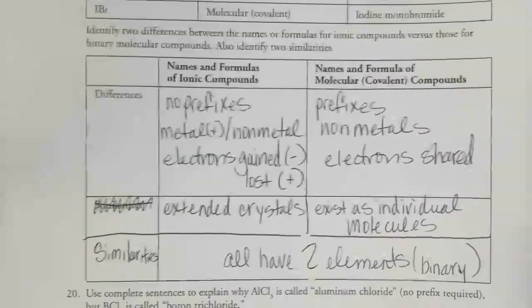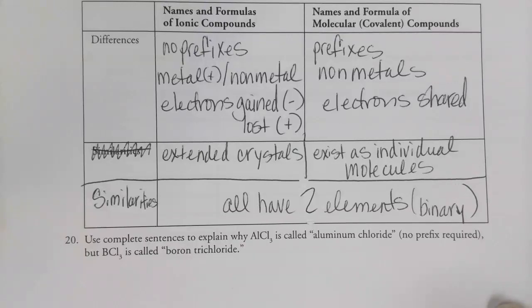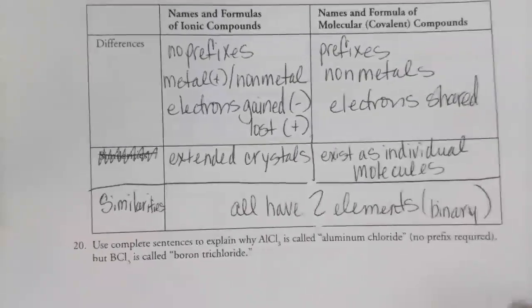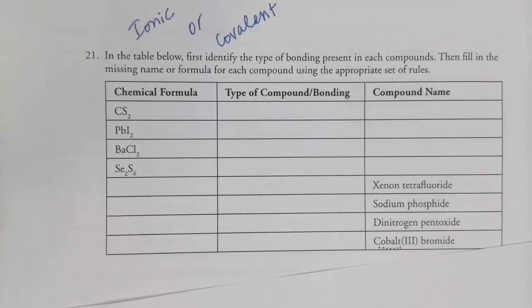And I think that's it. You should be able to then do 21 using your chart of similarities and differences. You're going to go through and you're going to take a look at those compounds. You're going to determine, are they ionic or covalent? All right. And then give the appropriate name according to the rules we learned.